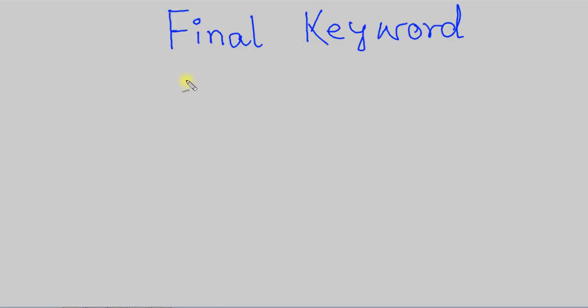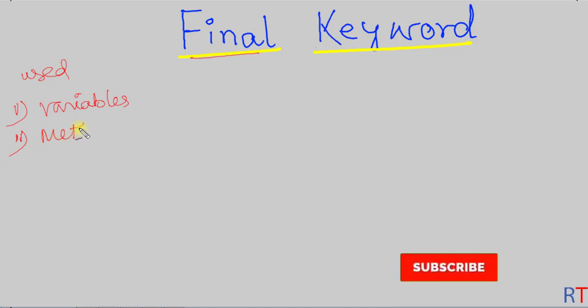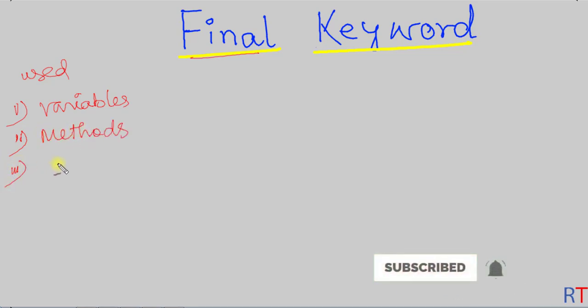Hey, what's up guys? In this video we're going to talk about the final keyword in Java. Final is a keyword in Java. It can be used with variables, it can be used with methods, and also it can be used with classes.